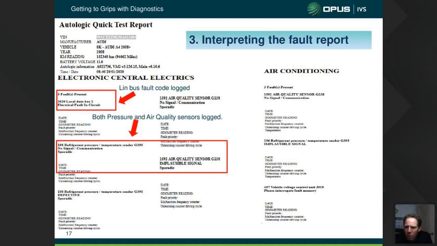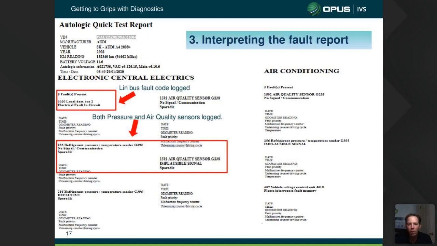We've also got both pressure and quality air sensors. So there's a pressure sensor code, refrigerant pressure temperature sender, no signal, communication sporadic, intermittent problem there. And there's our air quality sensor, implausible signal, intermittent. So it's quite interesting. There's quite a lot happening around those sensors. If I saw the pressure sensor code by itself, I might be guided to check pressure in the system with a set of manual gauges, or put the scan tool in and look at the pressure values just to see if there is refrigerant in the system.